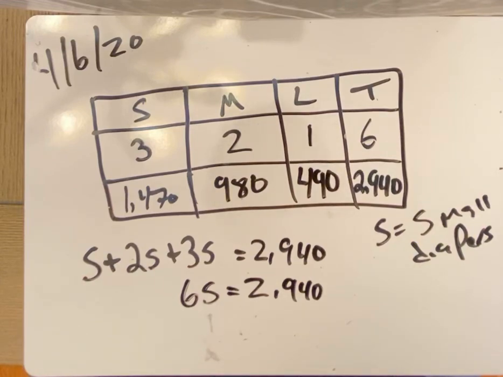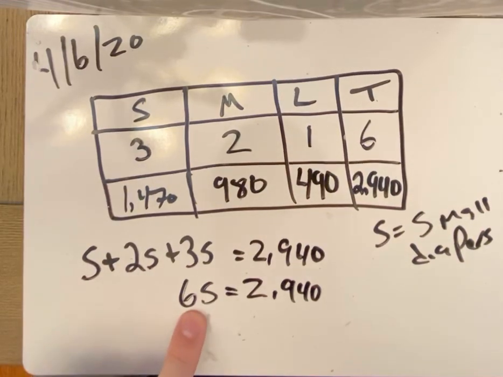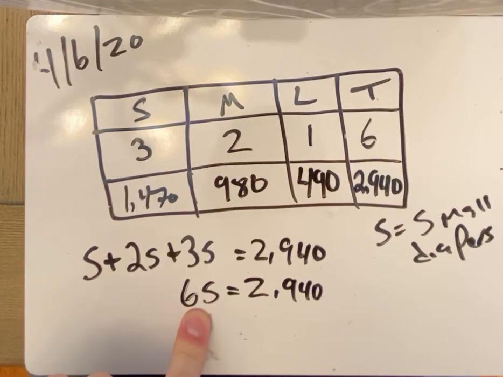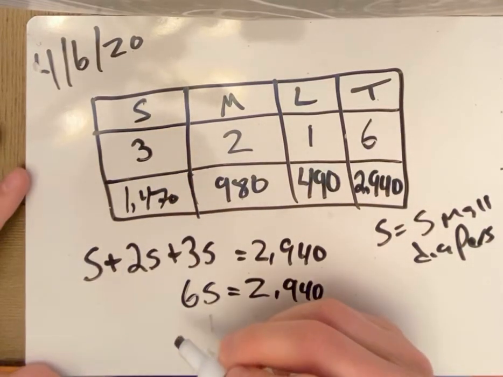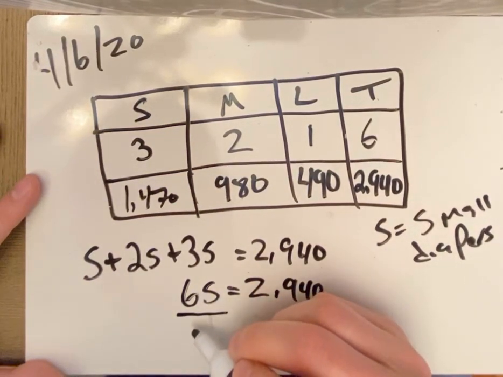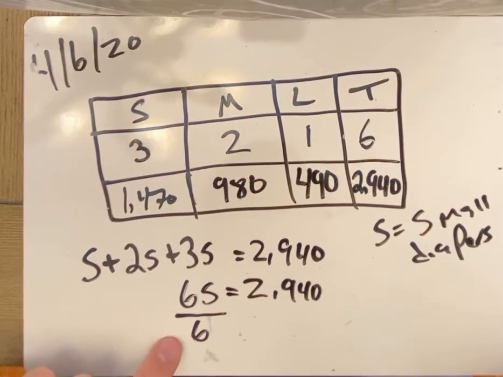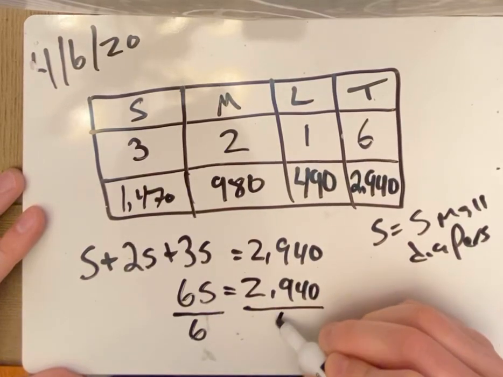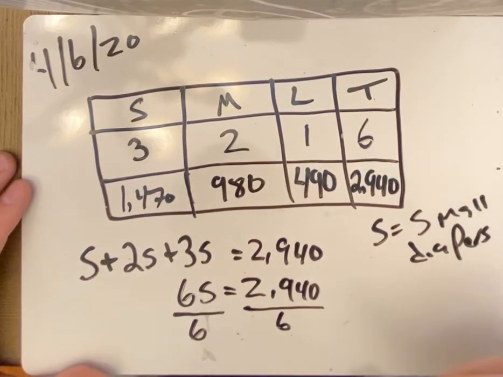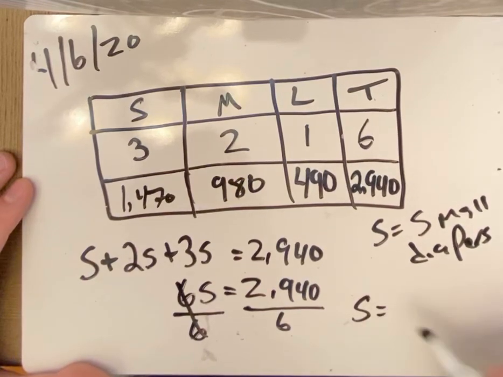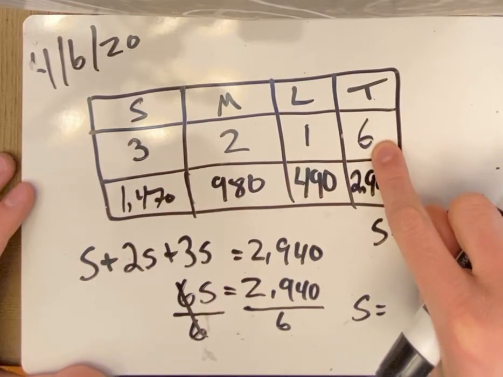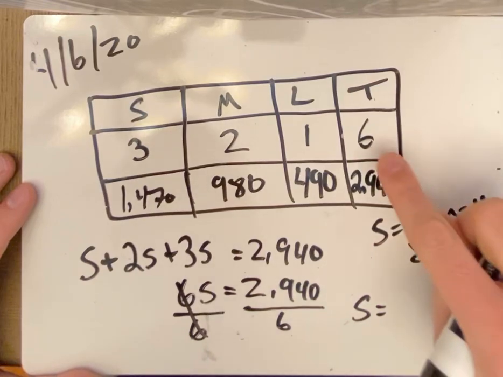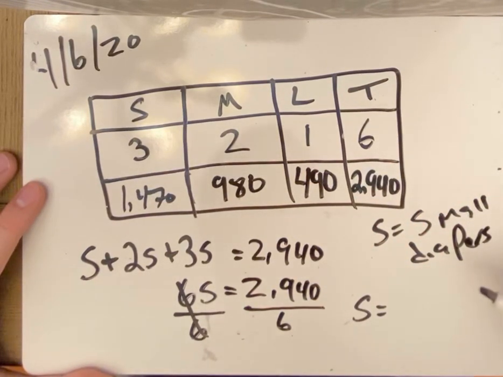Okay? Let's solve this real quick. What's the 6 and the S doing? What operation? They're multiplying. So how do I undo multiplication? That's right, I divide. So I must get this S alone by dividing by 6, right? What I do to one side, I do to the other, right? The golden rule. These cancel, and if you remember our calculation from before, 2,940 divided by 6 is 490.